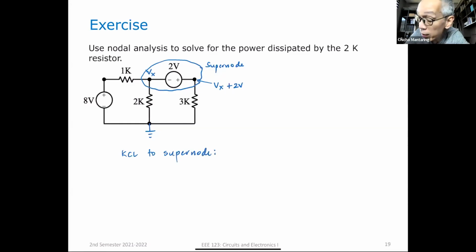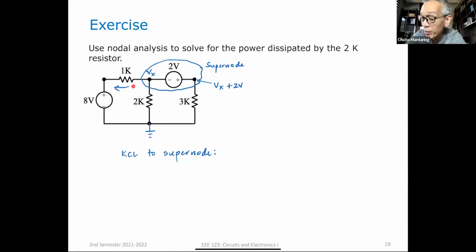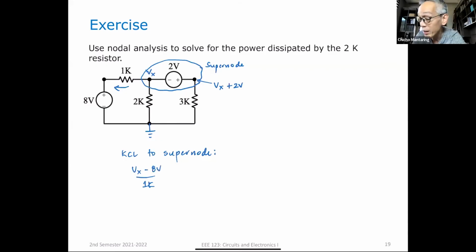Okay, what is this current here? Can someone tell me what is this current here? Janica, what is that current? Sir, wait lang. Is it V of X minus 8 volts over 1K ohms? Very good. V of X minus 8 volts over 1K.